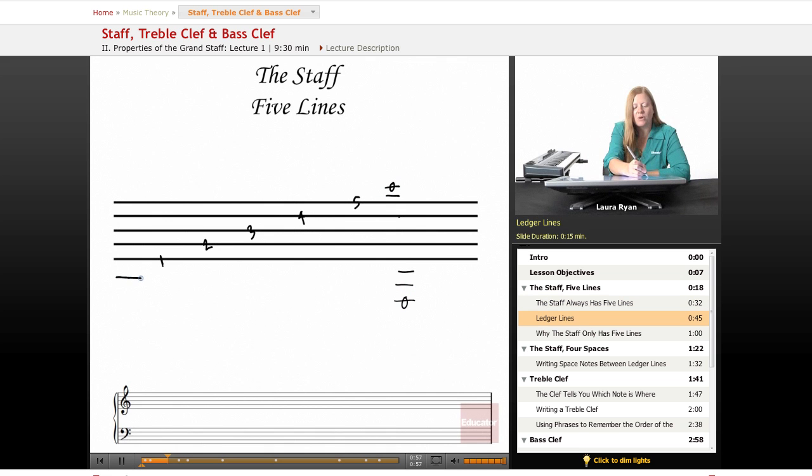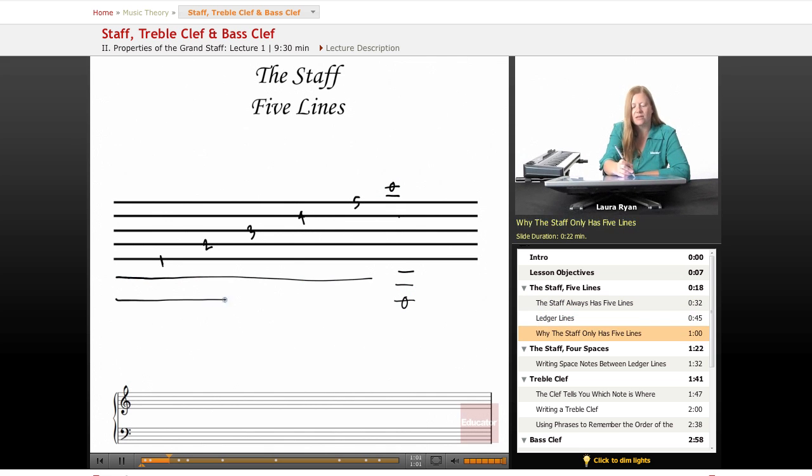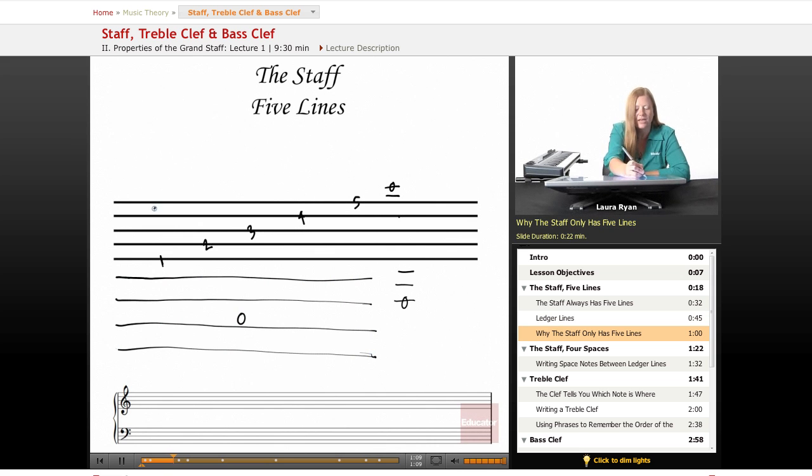Because I want you to watch, if we have more than 5 lines, it becomes really difficult to tell what kind of note, and you'd have to count 1, 2, 3, 4, 5, 6, 7, 8, 9, 10. I mean, there's a ton of counting. The way that visually the maximum amount of lines we can see and focus on is 5.